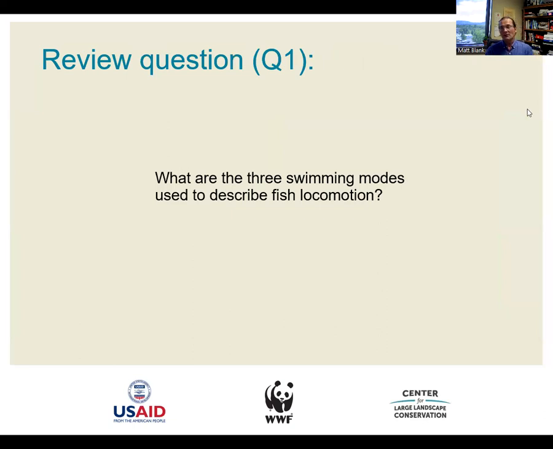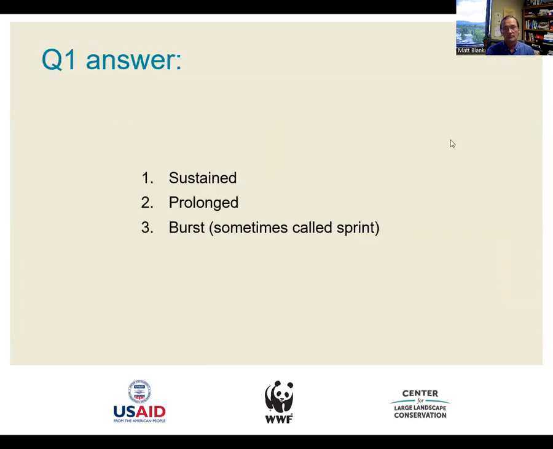So, a little bit of quiz review time here. I've got a couple questions coming. First is, what are the three swimming modes used to describe fish locomotion? I'll pause for a moment here and let you think about that. Those modes would be sustained, prolonged, and burst.